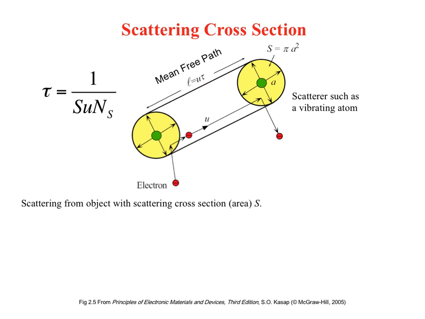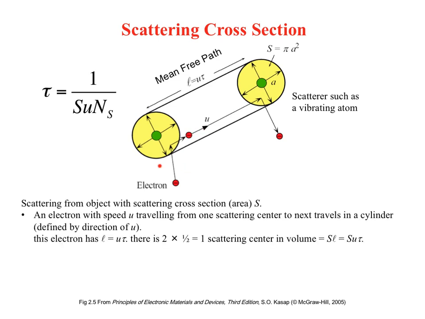To derive this relation, consider an electron that moves with a speed u between two collisions. Now, for this electron to have first scattered off the first atom and then hit the second, it must have traveled in a cylinder of a length equal to the speed of the electron times the time it took to go from one scattering site to the other. In the volume of this cylinder, there is exactly one scattering site. This is because we can consider both atoms as being half in the cylinder and half out.